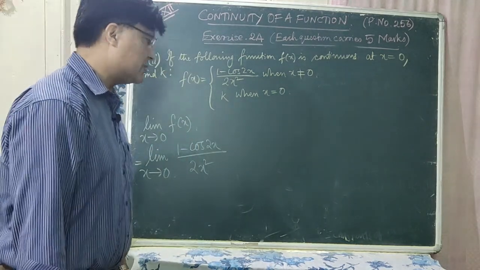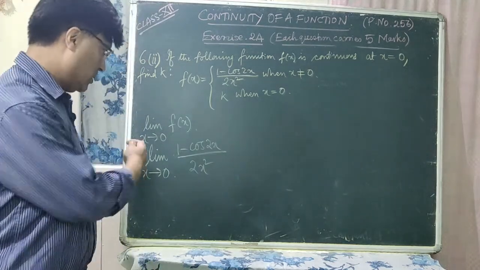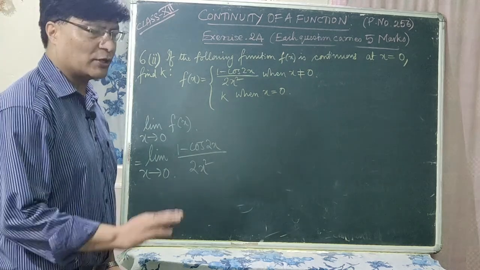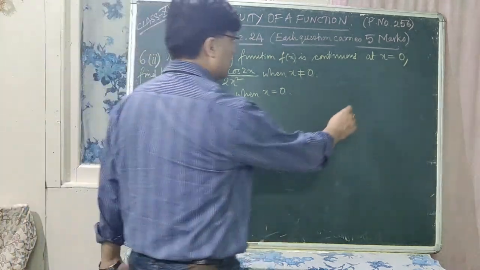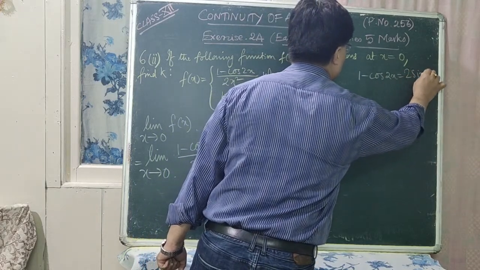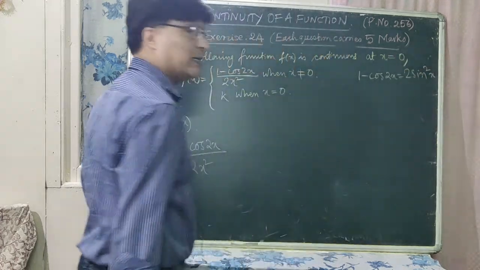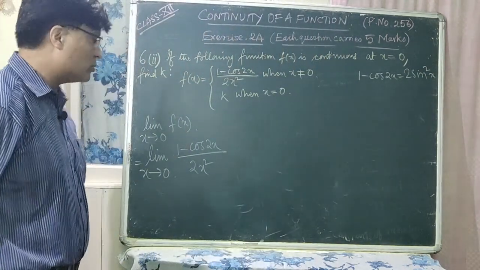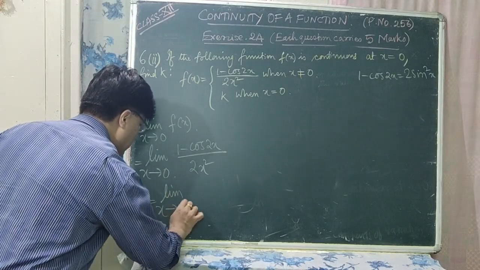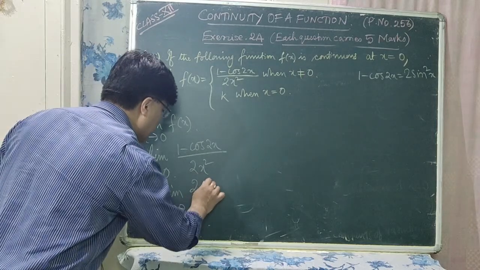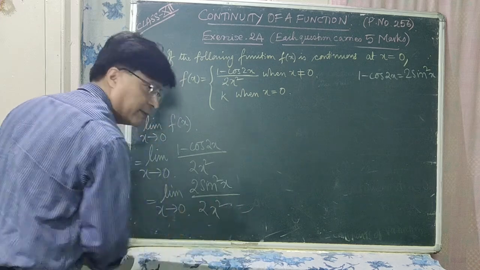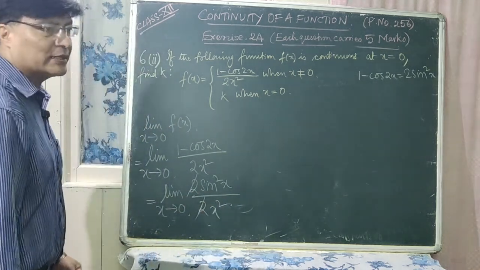So let us use the formula in this case. What is 1 minus cos 2x? From trigonometry, the chapter multiple angles, what is the formula for 1 minus cos 2x? It is 2 sine square x, right? So which is equal to limit x tends to 0, and 1 minus cos 2x is 2 sine square x divided by 2x square. So here you can cancel this, the 2 gets cancelled.